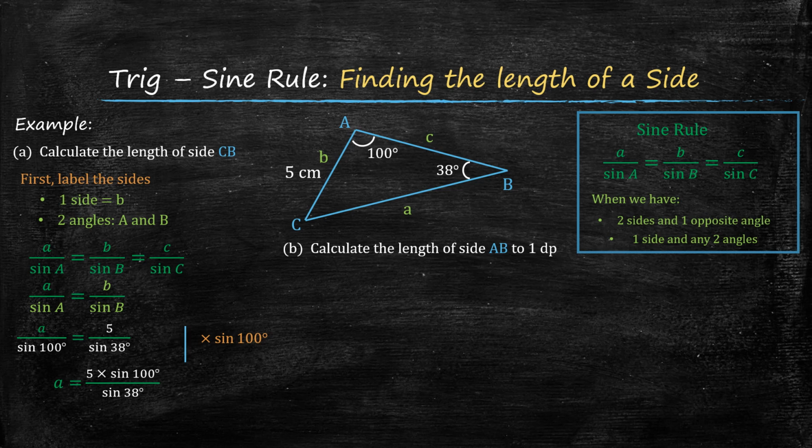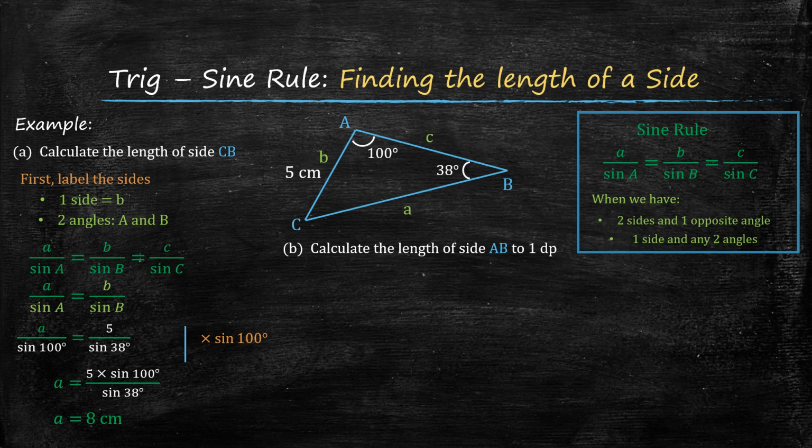This gives us A equals 5 times sine 100 degrees over sine 38 degrees. Putting these values into our calculator gives us A is equal to 8 centimeters. Okay, in part B, we're asked to calculate the length of side AB to 1 decimal place.